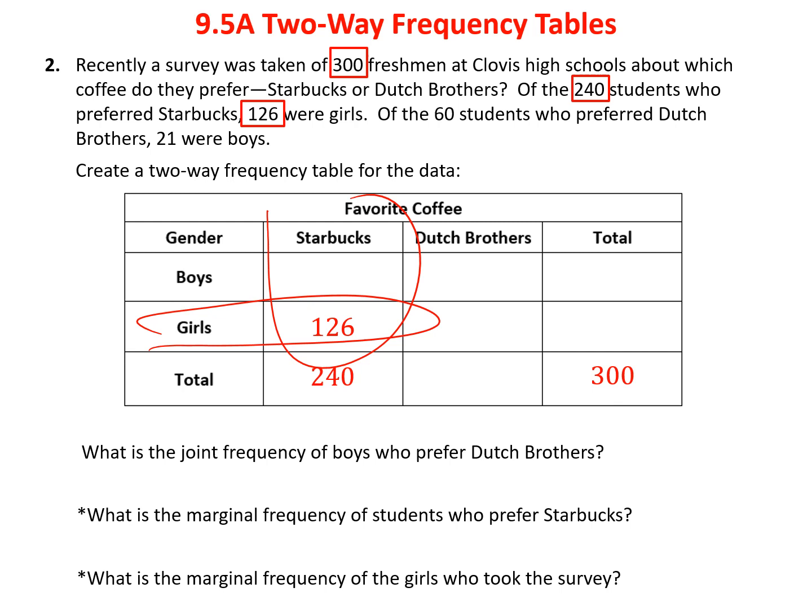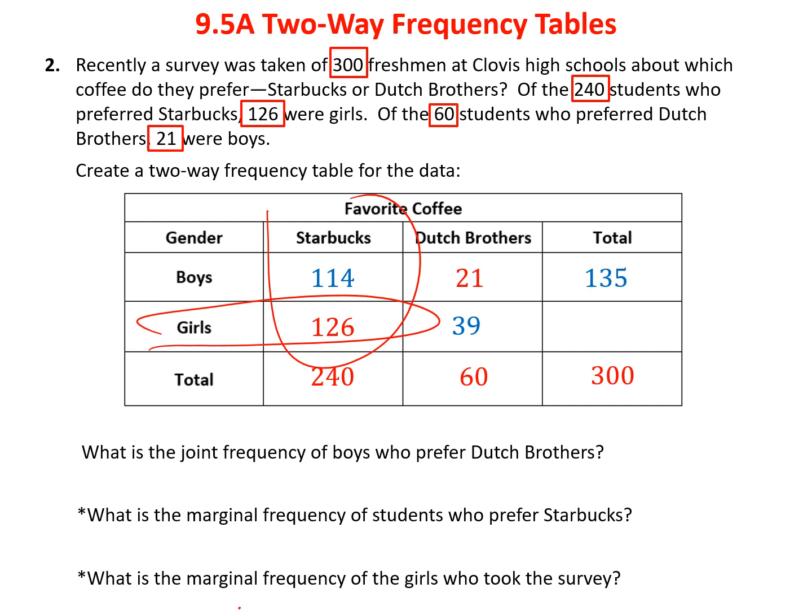Now the next sentence, of the 60 students who preferred Dutch Brothers, so that's my total Dutch Brothers, 60 there, 21 were boys. So again, boys who prefer Dutch Brothers, joint category, 21. Now we fill in the missing ones. If there were 240 people that preferred Starbucks and 126 were girls, 240 minus 126 means that there were 114 boys that prefer Starbucks. If there were 60 people who preferred Dutch Brothers, the next column, and 21 were boys, 60 minus 21 means there were 39 girls who preferred Dutch Brothers.